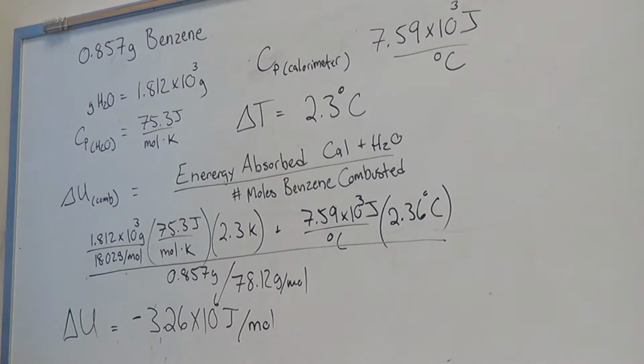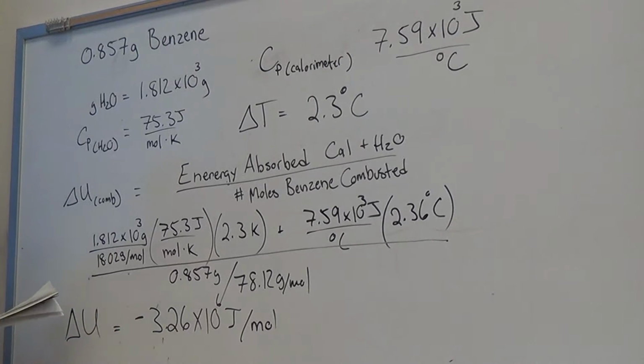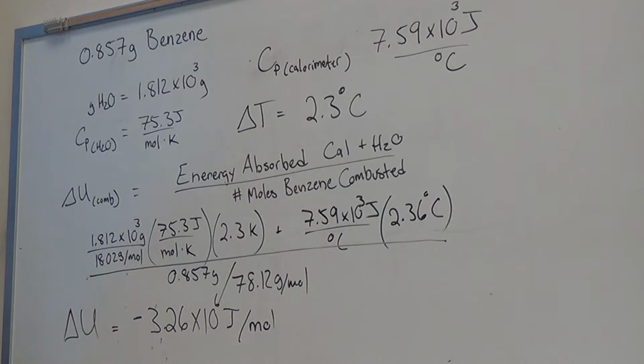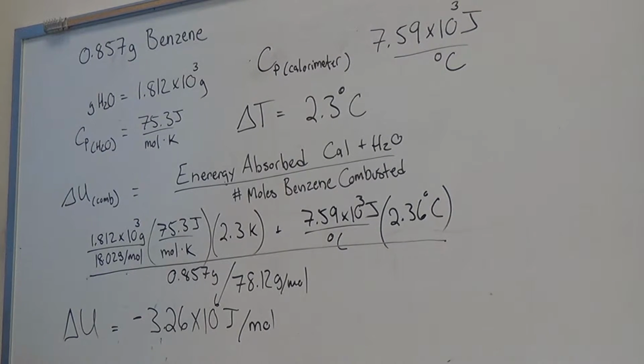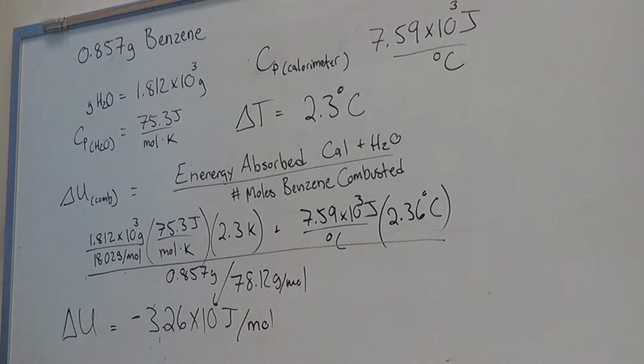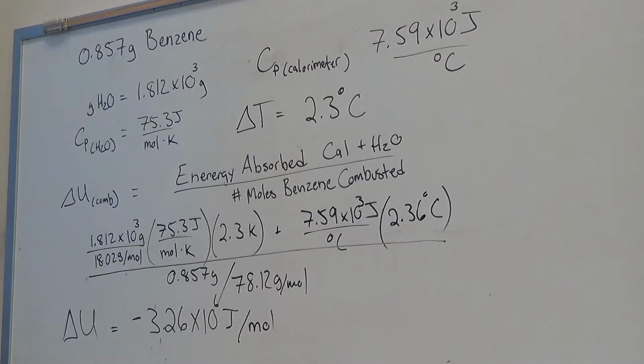Right? So we just measured the heat released in a constant volume process, and we found that the combustion of benzene is releasing negative 3.26 times 10 to the 6 joules per mole. How do we go from there to our delta H? What's the relationship between delta U and delta H?